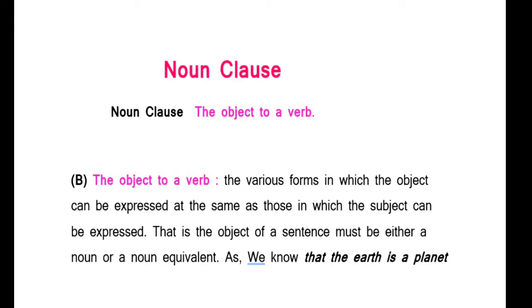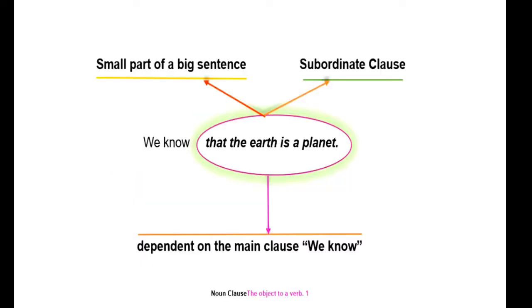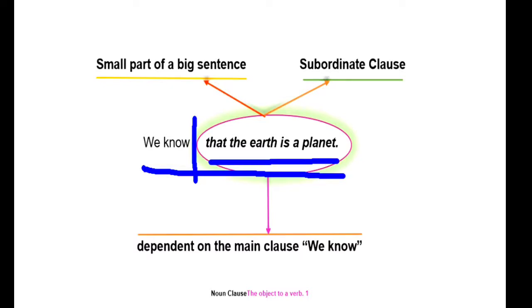Okay, now we will see how it works. Let's see here. This is a sentence: We know that the earth is a planet. If we examine this sentence, we can understand that "we know" is a part and "that the earth is a planet" is another part. That means "we know" is a clause and "that the earth is a planet" is a clause. So there are two clauses. And we have to understand at first which is the principal clause and which is the subordinate clause.